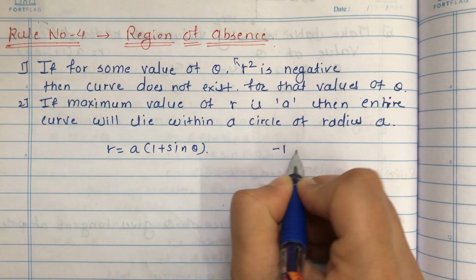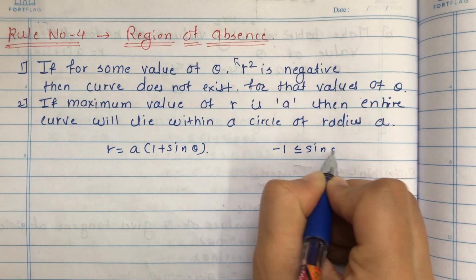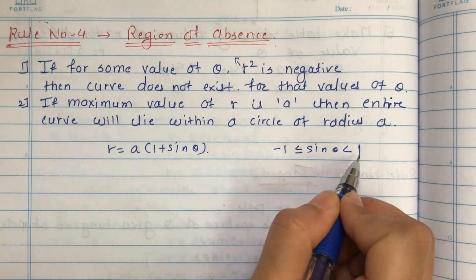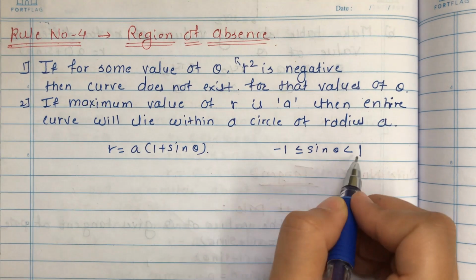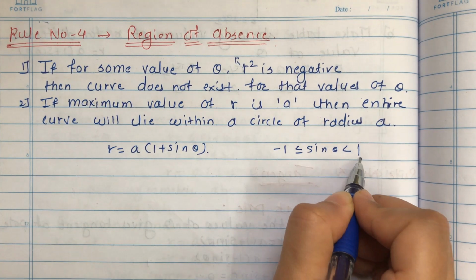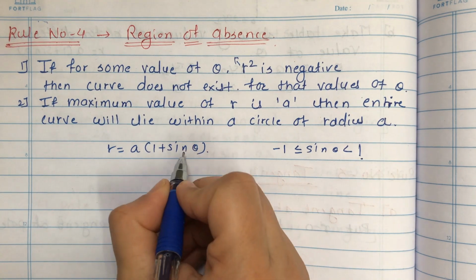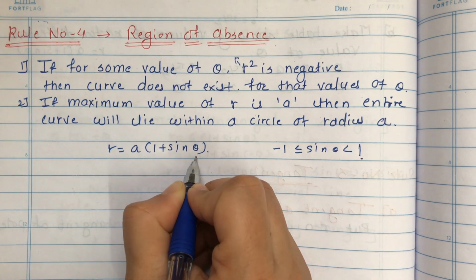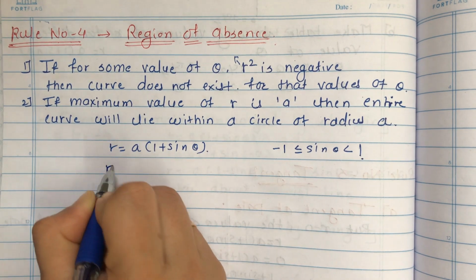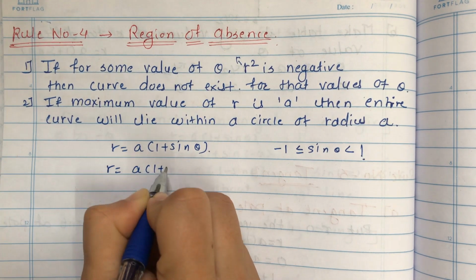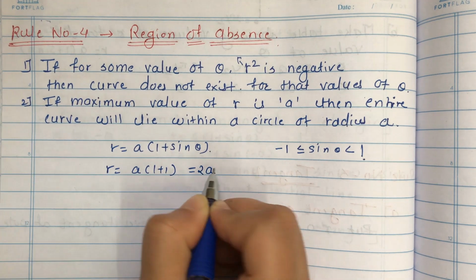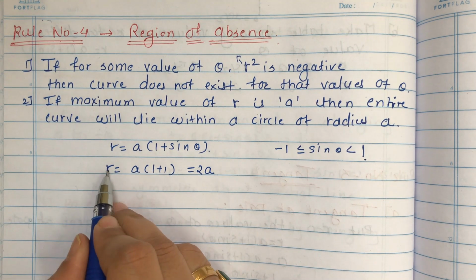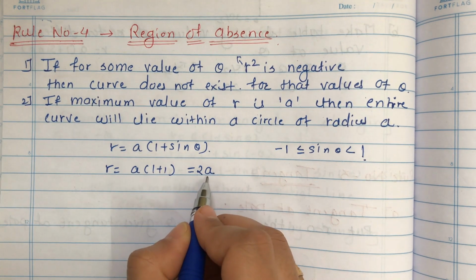Range of sine theta is -1 to 1. That means sine theta lies between -1 and 1. So the maximum value will be what? 1, right? So if we put sine theta equal to 1, which is the maximum value, then r becomes a(1 + 1), which is equal to 2a. So the maximum value of r will be 2a.